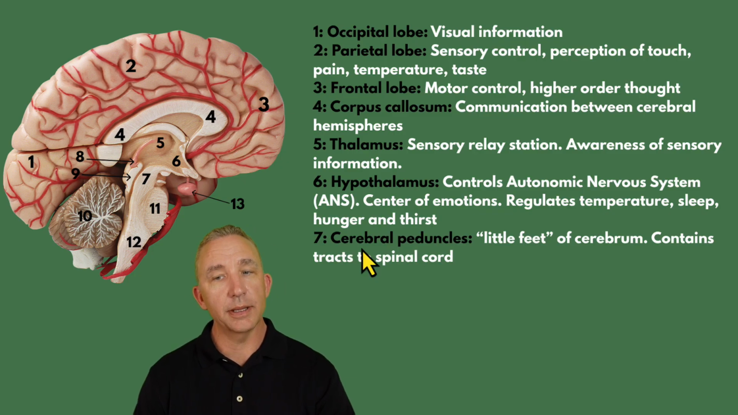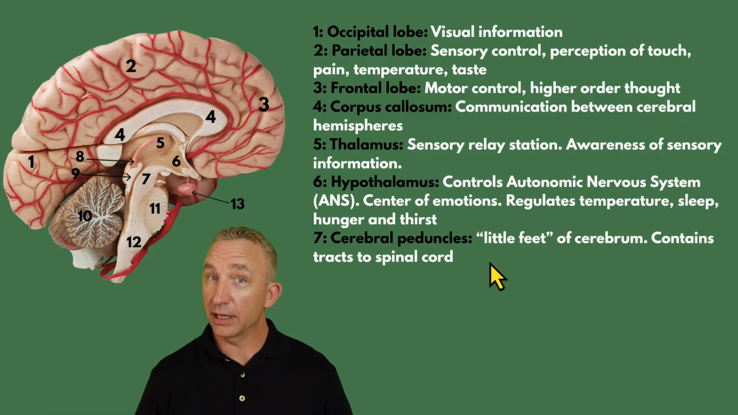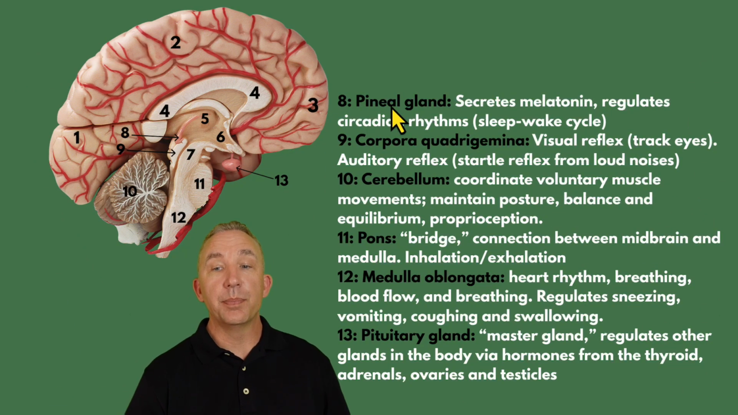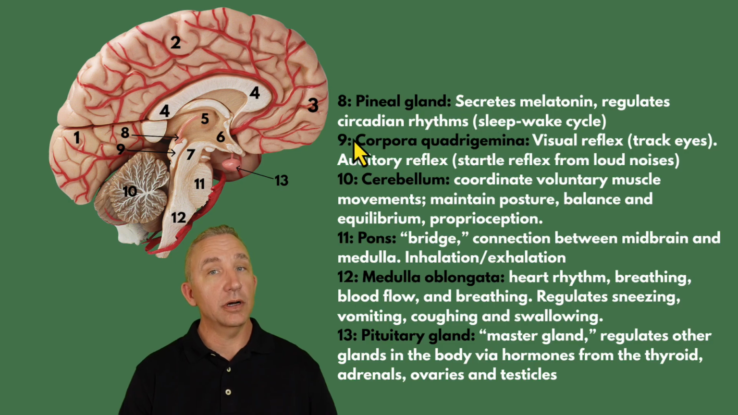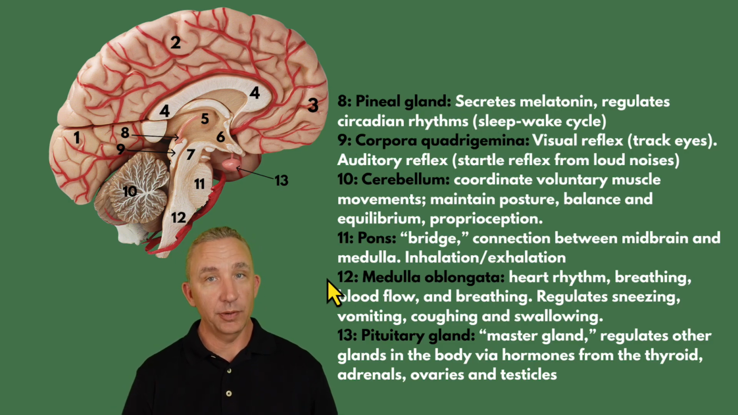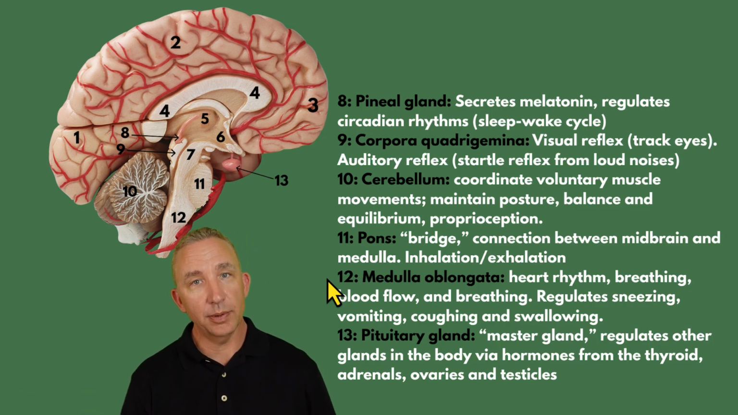Cerebral peduncles. The ped is referring to feet. There's tracts, meaning that tracts are bundles of axons to relay information up and down the brainstem from the spinal cord up to the brain. When we look at some of our other structures, the pineal gland secretes a hormone called melatonin, which regulates our circadian cycle or our sleep-awake cycle when we need to go to sleep. And some people will take a supplement of melatonin to regulate their own sleep pattern. So pineal gland for sleep.